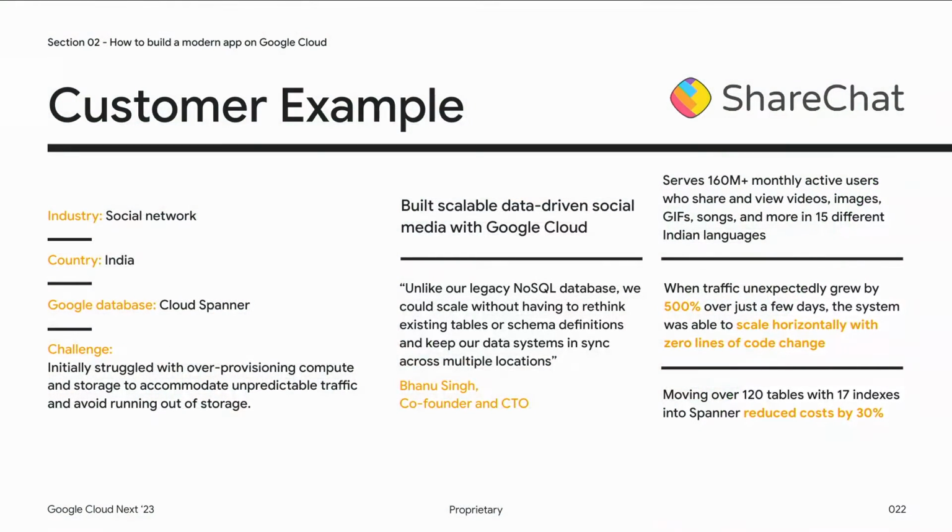ShareChat is a good example for that. They're a social media company in India, and they were able to move a lot of their workloads to Spanner. ShareChat serves hundreds of millions of users, and they also serve multiple types of unstructured data, like images and text and movies. When their traffic increased by more than 500% in a number of days, Spanner was able to scale up without any change in the application code and meet those demands. As a result, ShareChat moved more than 100 tables over to Spanner. And like the example before, they were able to save cost by 30%.